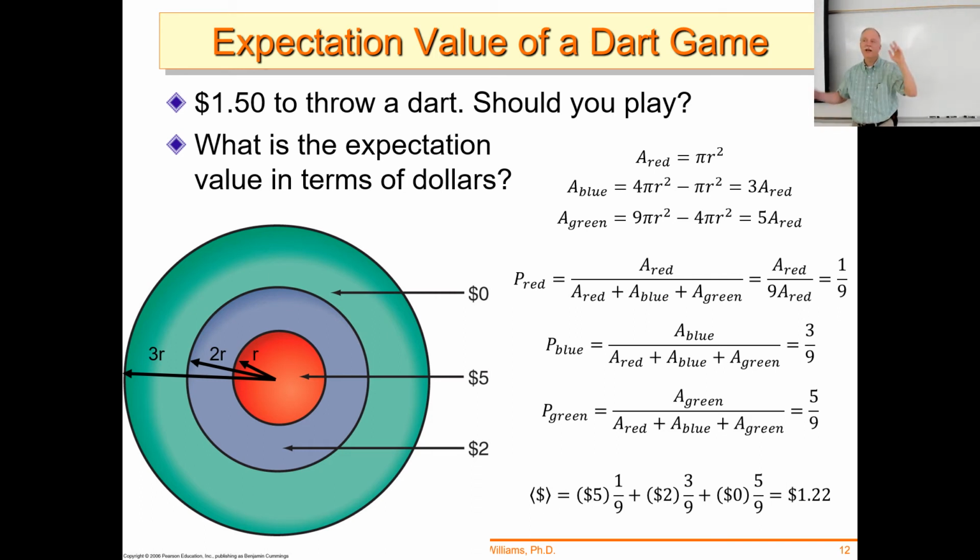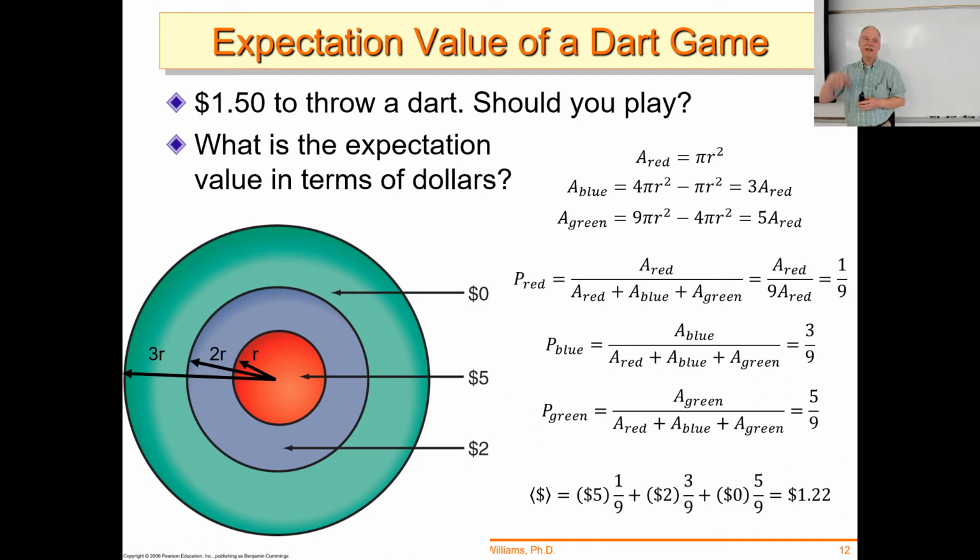You're looking at this, making a subjective evaluation, and you're thinking, I'm pretty good. I could hit that red one. I give him $1.50 and I throw the dart, and I have a pretty good chance of getting $5. Maybe I'll get blue and get $2. Either way, I'm ahead, right? But it turns out you're not as good as you think.